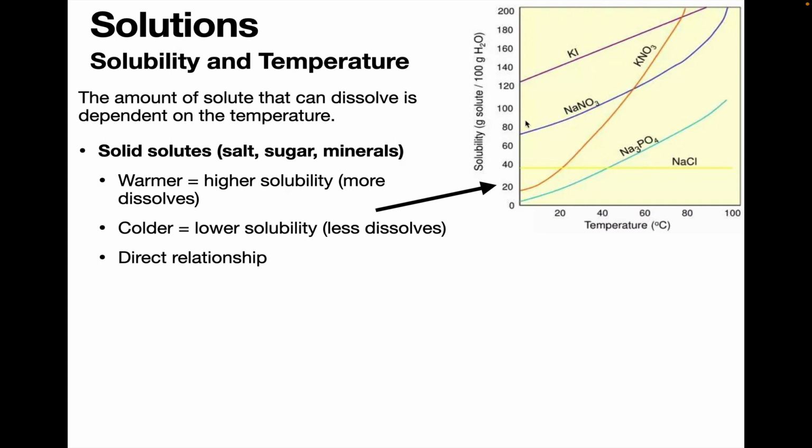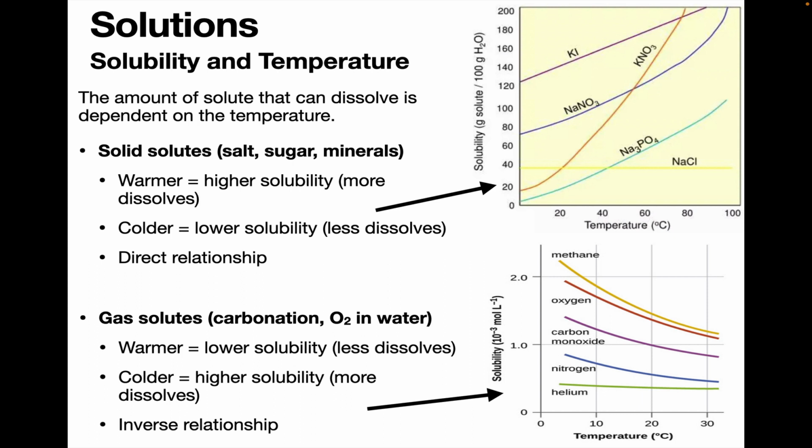Some curve, some don't curve, so there are different things for that. For gases, it's exactly the opposite, okay? So like carbonation in pops, oxygen in water, those things are different. The warmer they are, the lower their solubility. The colder they are, the higher their solubility, okay? So this has an inverse relationship, okay?